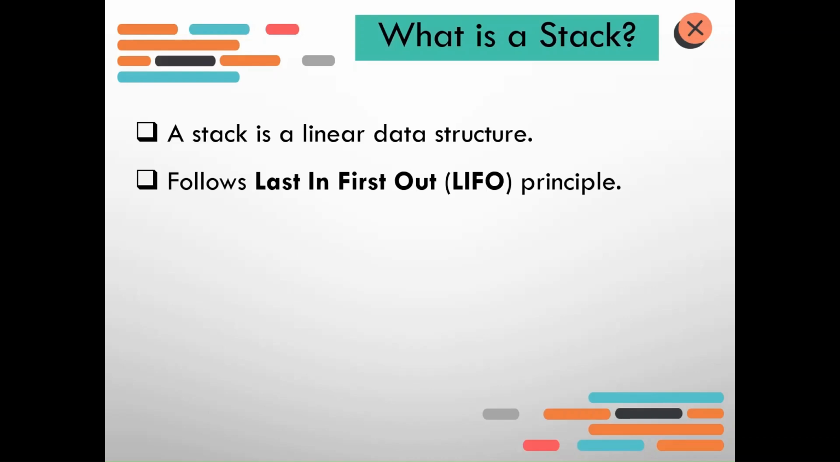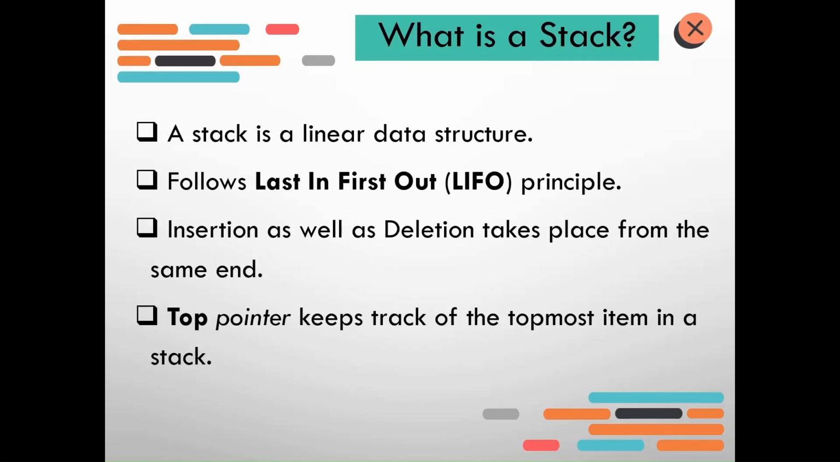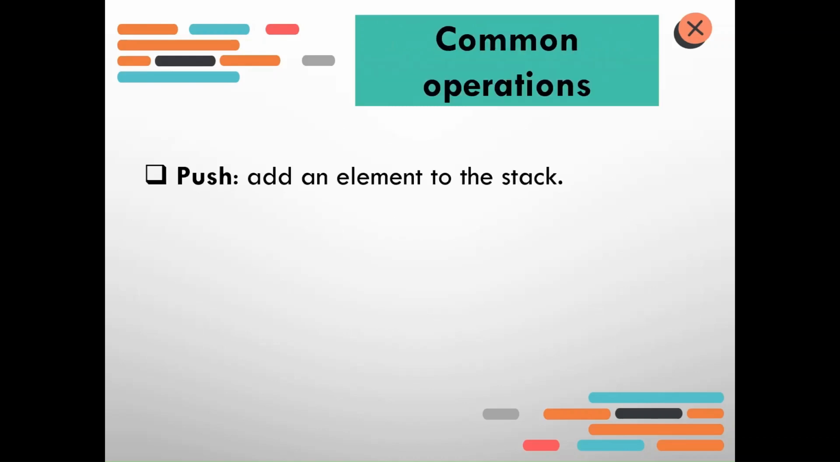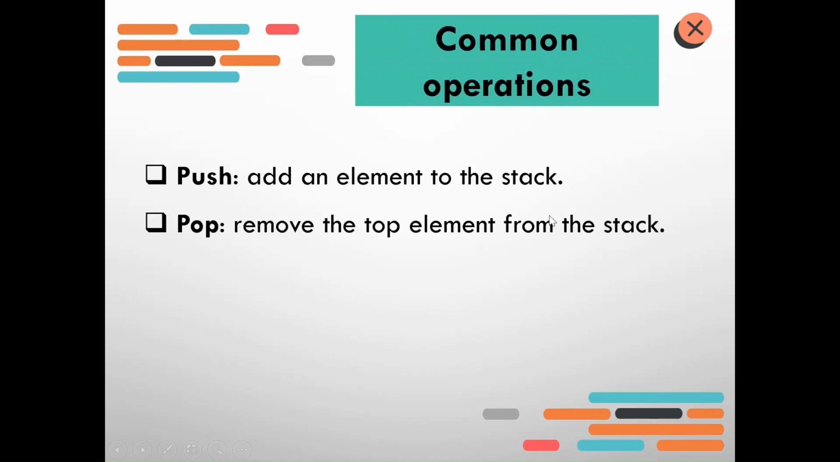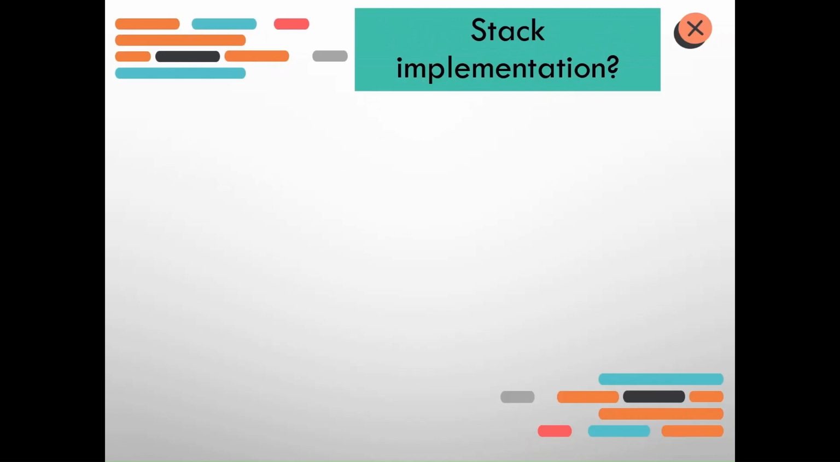right? So similarly, we have the insertion as well as the deletion taking place from the same end. So this is to say that there is only one end from which the insertion as well as the deletion takes place. Obviously, we'll need a single pointer, which in this case is known as the top, which keeps track of the topmost item in a stack, right? So the common operations are push, which adds an element to a stack, pop removes the topmost element, and peek only views or shows the topmost element without removing it or without updating the top pointer, right?